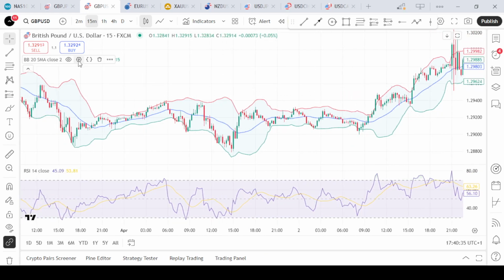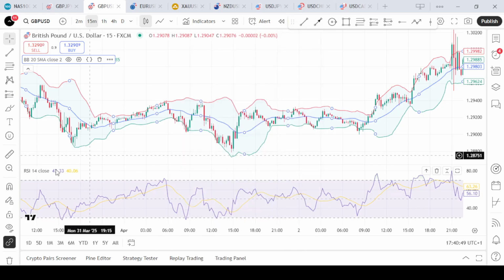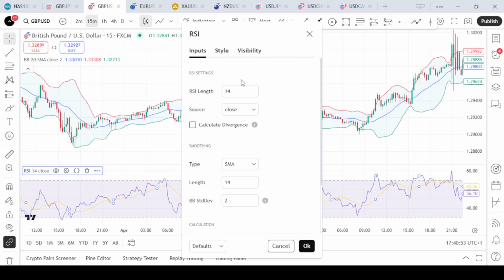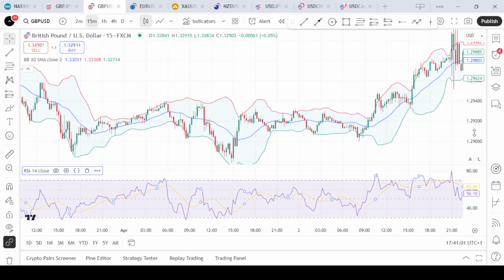Let's not forget our Bollinger Band has to come with a standard setting of a standard deviation of 2 and a length of 20, a period of 20, sorry. Then you go over to your RSI. When you include your RSI, it has a setting of 14 period, 14 length, that's what we're talking about. Then we just need simple entry rules, which I'm about to explain to us.